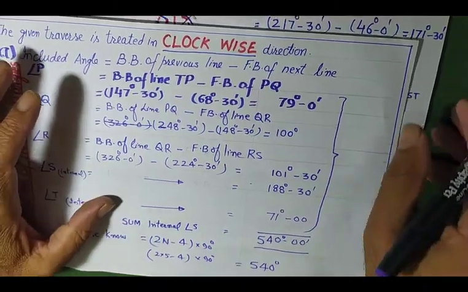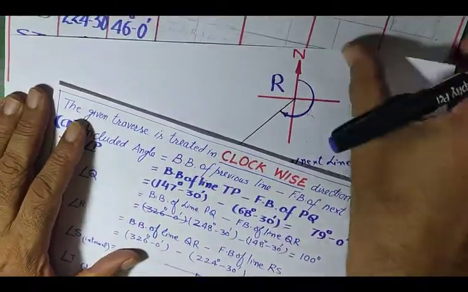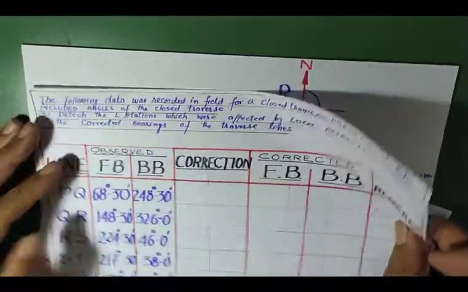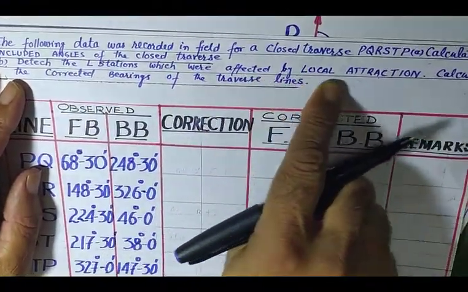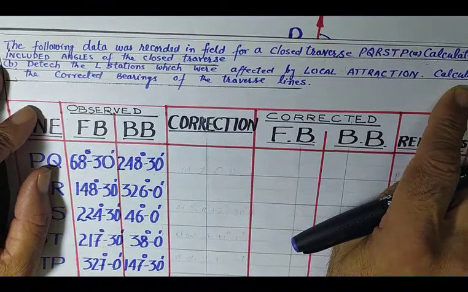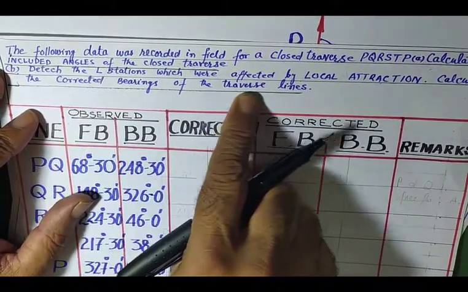The second one, the question part B over here, is detect the stations which are affected by local attraction and calculate the corrected bearing of the traverse.